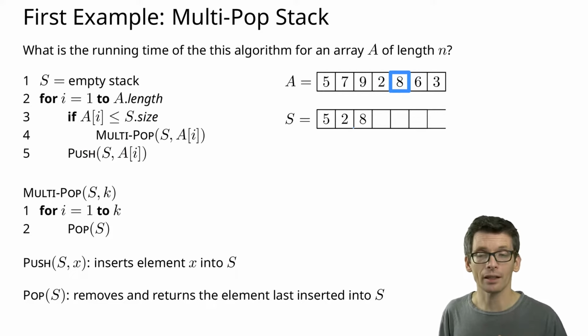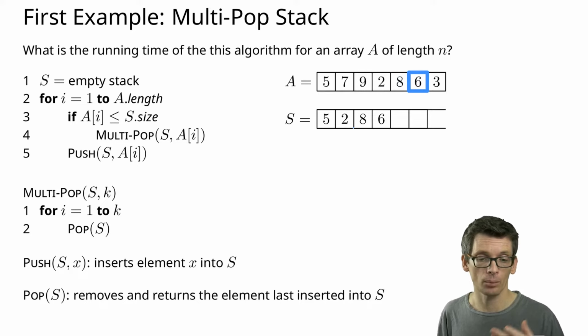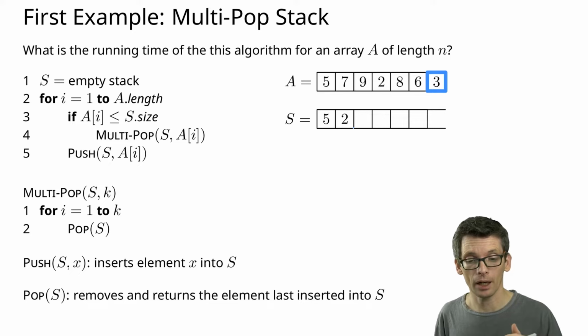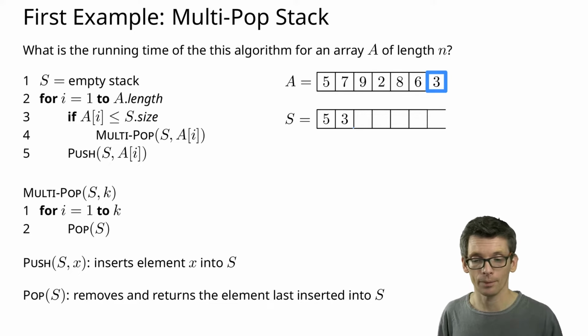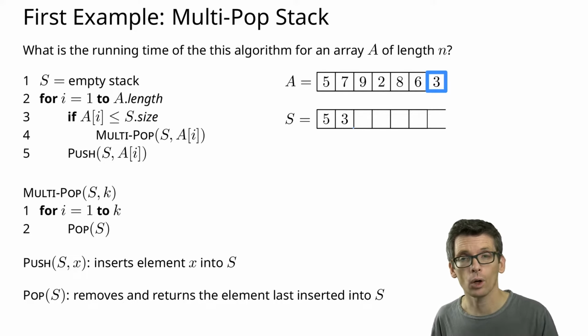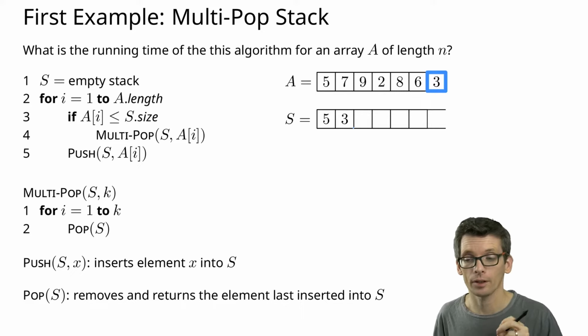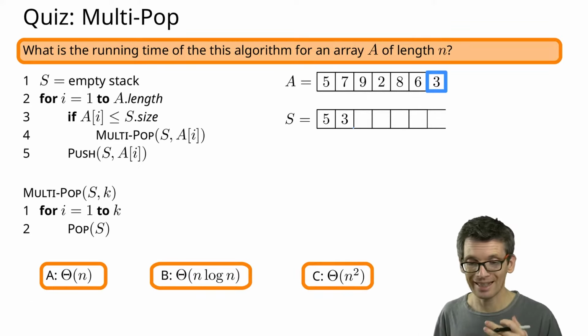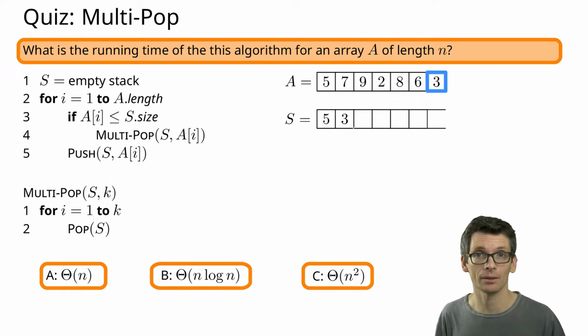Now we have the 8. We simply push the 8, we push the 6. For the 3, 3 is smaller or equal to 4, so we pop 3 elements, push the 3. And this is a toy example, but the question simply is, what is the running time of this algorithm? Let's make this a quiz. Is it linear, is it n log n, or is it quadratic?